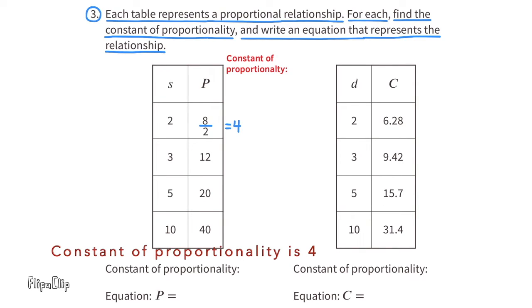We can test this out. The constant of proportionality times S equals P. 4 times 2 equals 8. We can show this relationship for all the values in the table.